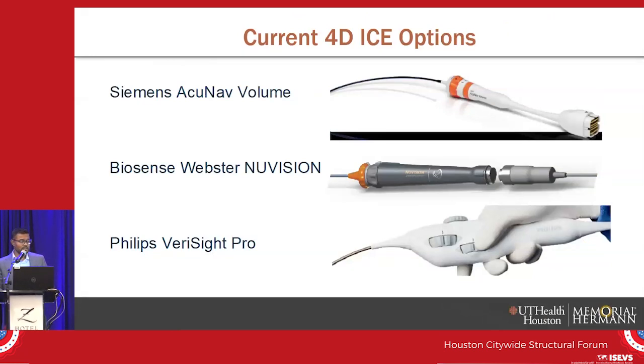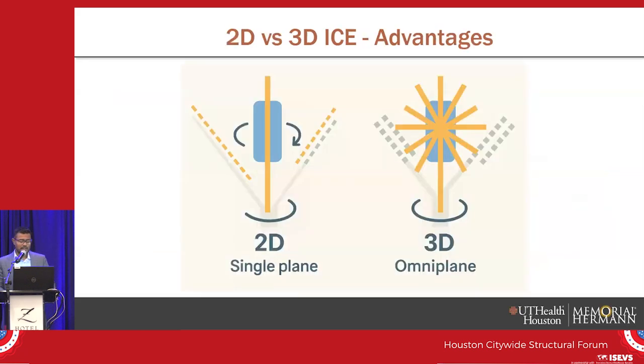One is the Siemens AccuNav, the Biosense Webster, and the Philips VeriSight. They all have their advantages and disadvantages. None has been superior to the other. Some offer some software packages. With Philips you can use it along with the TEE on the same machine at the same time. So they have all been used in different clinical scenarios. These are the French sizes or the vessel sizes that you need. So you need 12.5 for one all the way to 9 French for the Philips one.